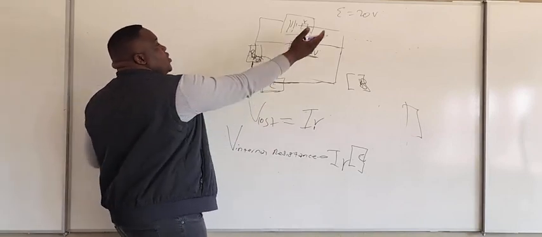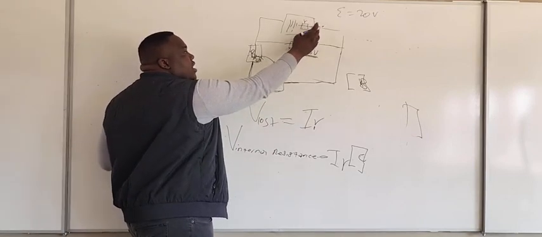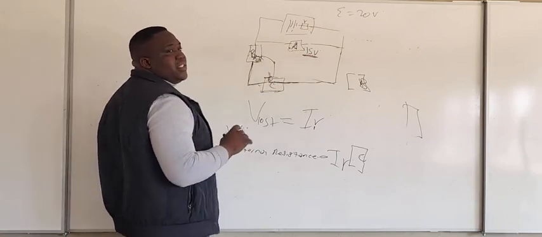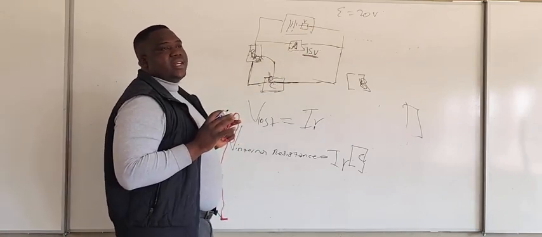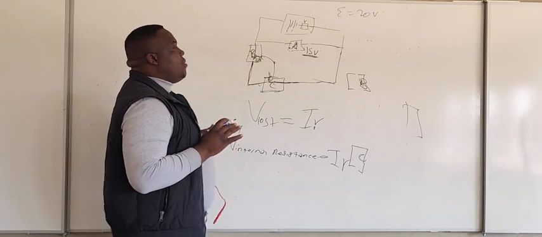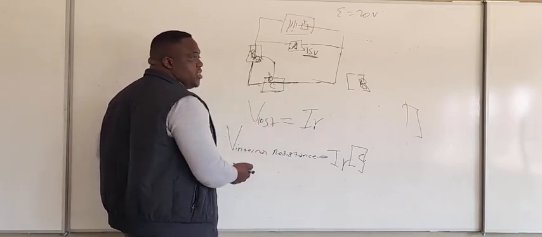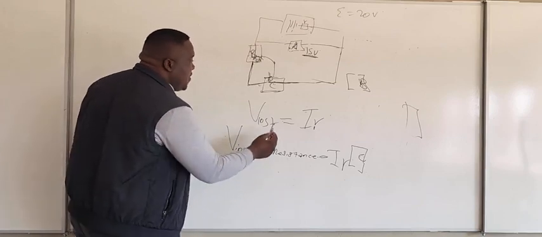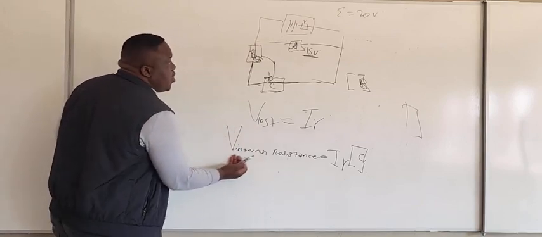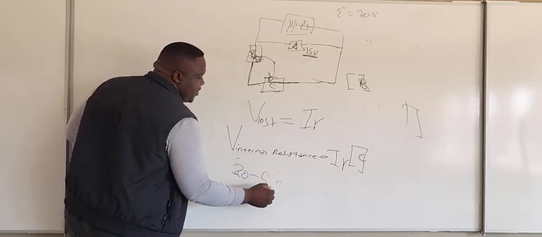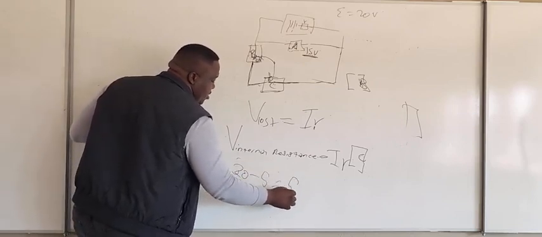So we are told that we've got 20 volt as the EMF, but A records 15 volt. It means the external part of the circuit is having 15 volt from 20. So how much is V loss? It means V loss is 5.